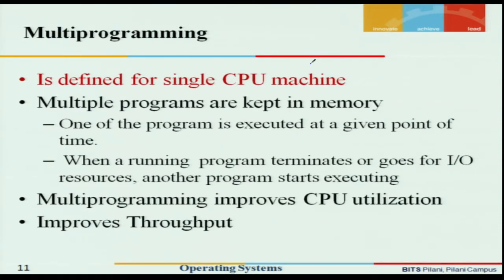So, let us define multi-programming. Multi-programming is defined for single CPU machines. We are assuming a computing system which has one and only one CPU. It is a single CPU machine, meaning that at any given point of time, the CPU could be executing one job. It cannot execute multiple jobs at the same instant, because it is a single CPU.